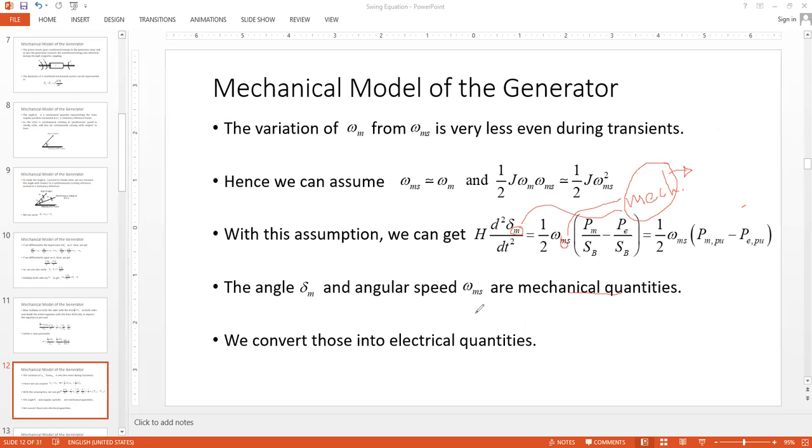Okay, so that's why we also want to move away from the mechanical domain to the electrical domain. So let's see how we can do that. Because these two are mechanical quantities, now we will see how we can convert these mechanical quantities into corresponding electrical quantities, and thus we can make the whole expression into the electrical domain. Okay, so let's see.